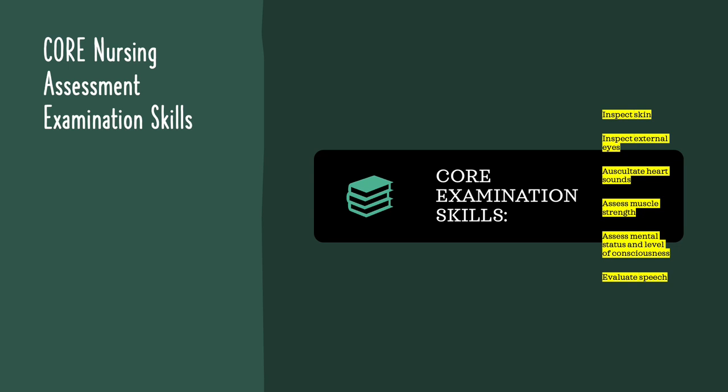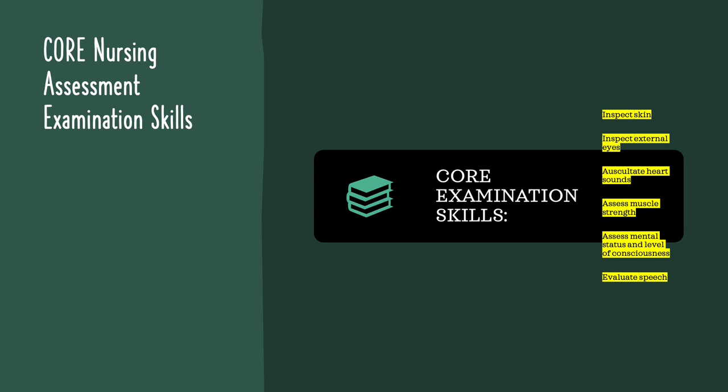All right, core examination skills of the nursing process. Inspecting skin. You have to. Inspect external eyes. Auscultate heart sounds. Right? These are important pieces that we're going to have. What are some things that aren't so important? Inspecting in between the toes. It's part of inspecting skin, sure. But is it a core assessment in our nursing assessment? It is a secondary assessment of our examination skills, right?